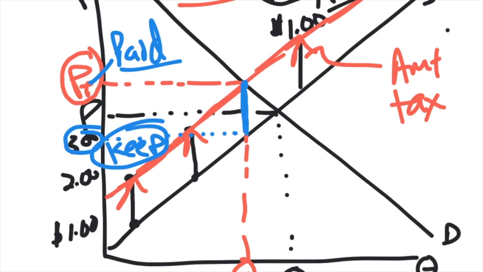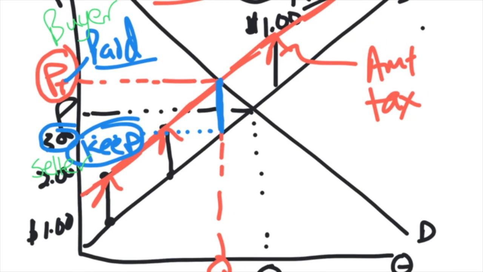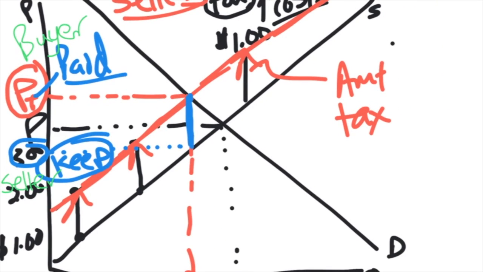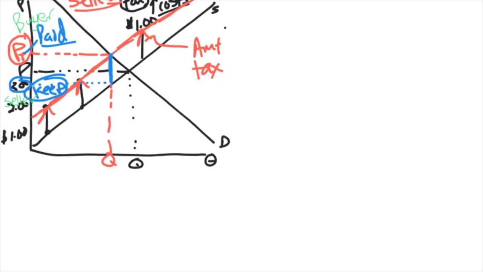So I don't want to get too messed up right here, but this up here is what the buyer paid, right? And this down here is what the seller keeps, right? So it's kind of a mess and kind of confusing right now, but let's show it one more time, and this time we're going to put this one off to the side.